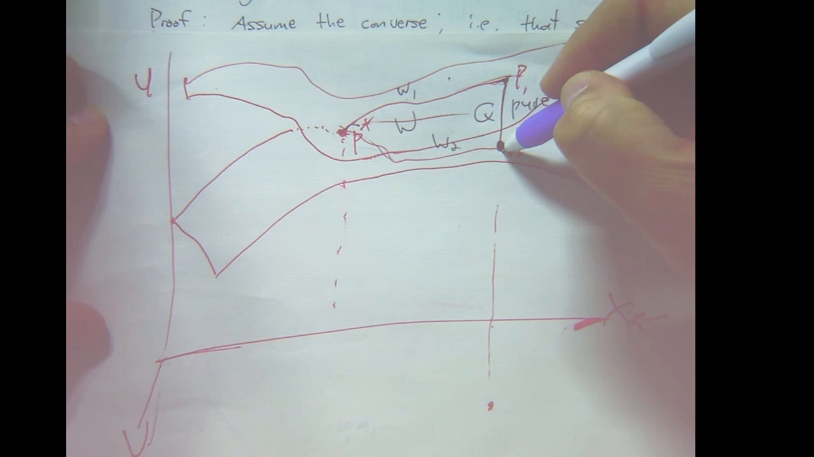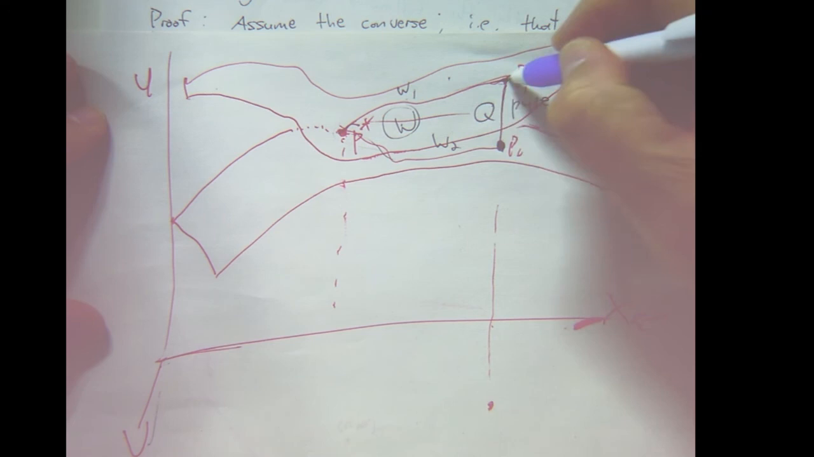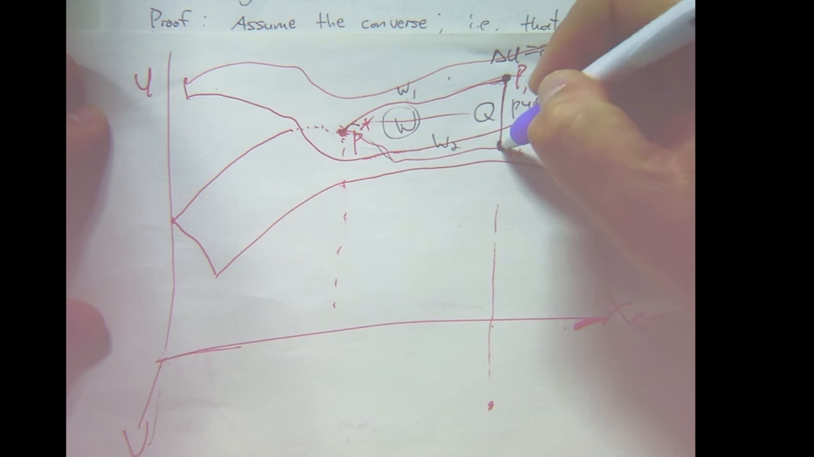But what have I done? I've got an amount of heat Q, so I've gone in a cycle. That means I've come back to P1, so the change in internal energy is zero. I've gone in a cycle, and I've input an amount of heat Q, and I've converted the entire amount of heat Q into work. The entire amount of heat Q has been converted into work.